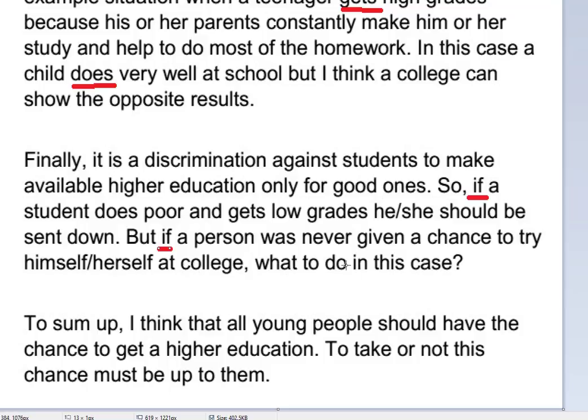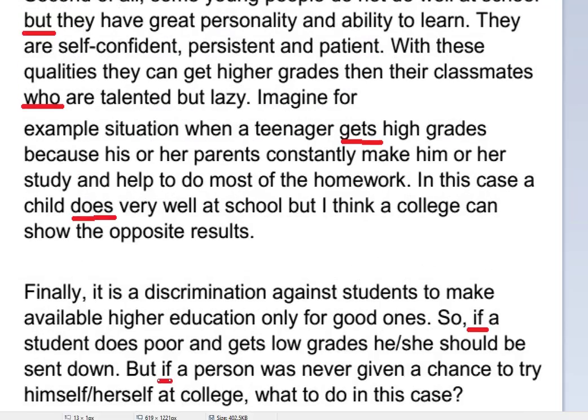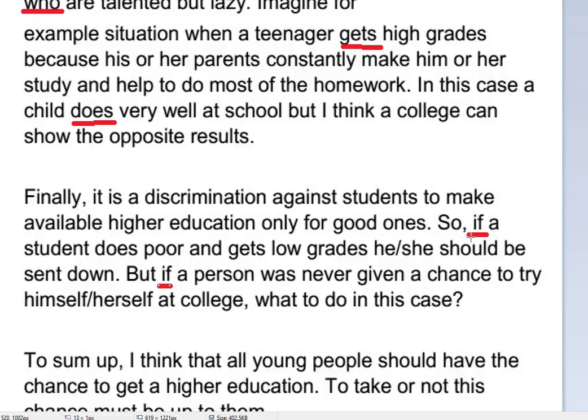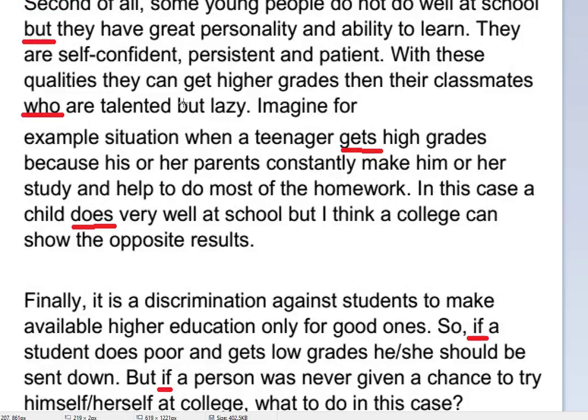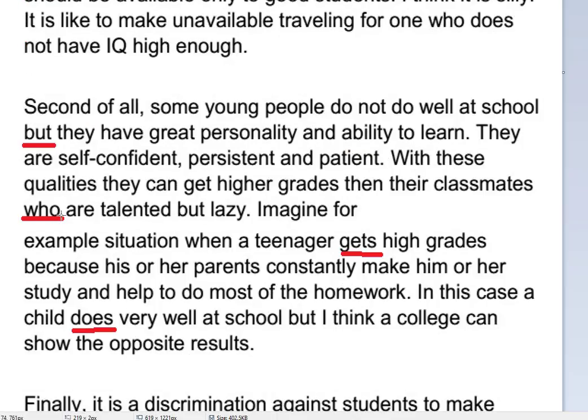Well, are they less accurate? Let's see. Well, it's less accurate in the sense that here the vocabulary used is perhaps not appropriate, but that's not an issue of grammar. Same thing here. What to do in this case. This is more a problem with vocabulary than grammar. This relative clause here, with these qualities, they can get higher grades than their classmates who are talented or lazy.